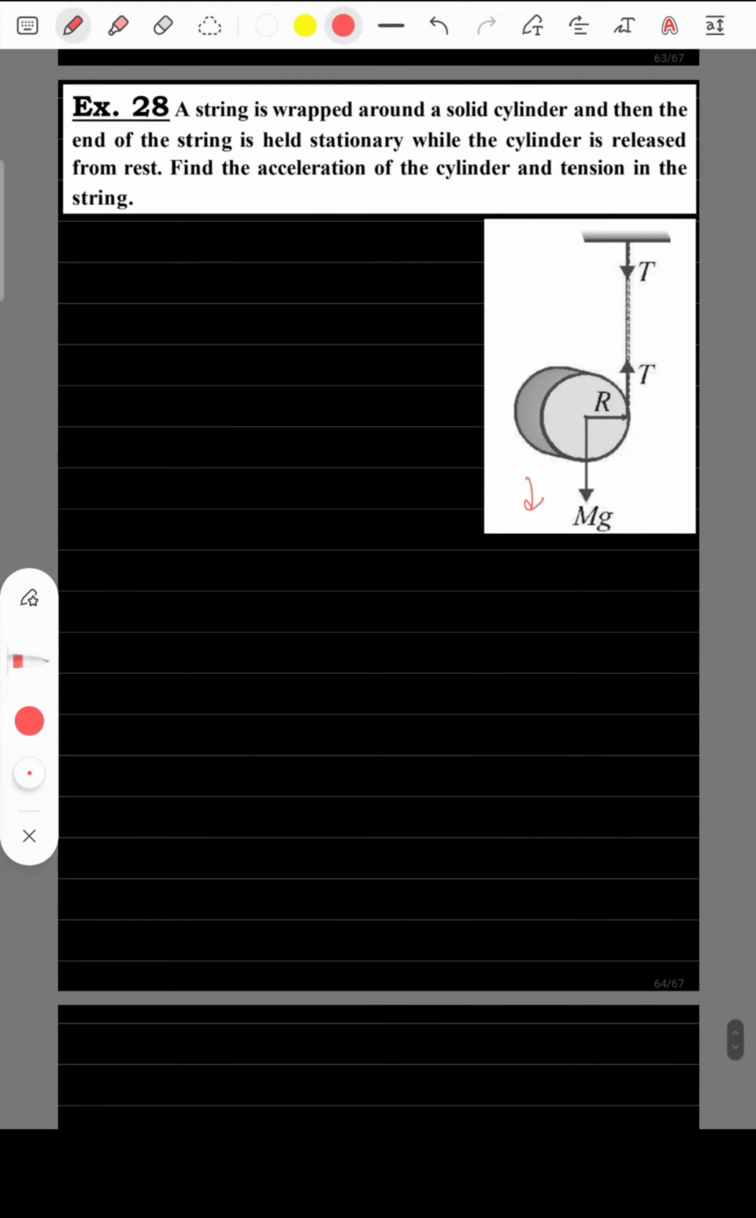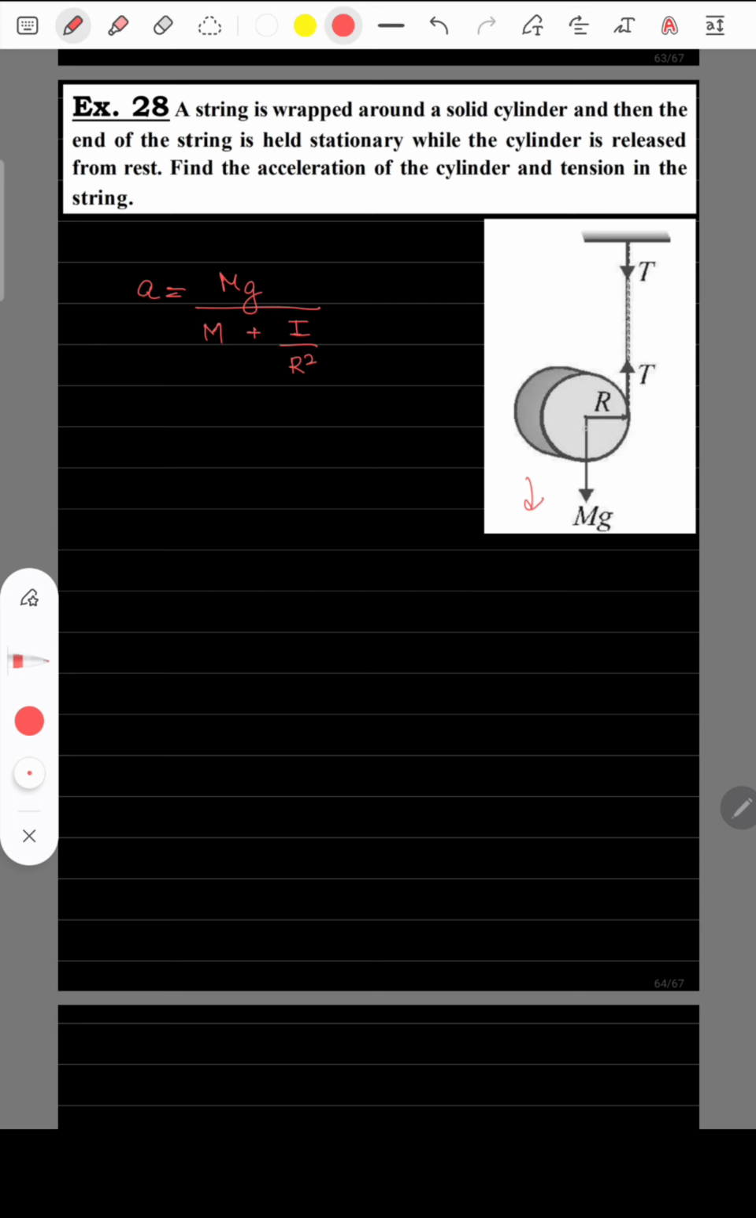Here a string is wrapped around a solid cylinder and then the end of the string is held stationary. While the cylinder is released from rest, find the acceleration of the cylinder and tension in the string. Here also there is only a single body. We can apply our short method to calculate the acceleration. The net unbalanced force is contributed only by the solid cylinder, that is mg. Translational mass of the solid cylinder is m, and rotational mass can be written as I by r square.